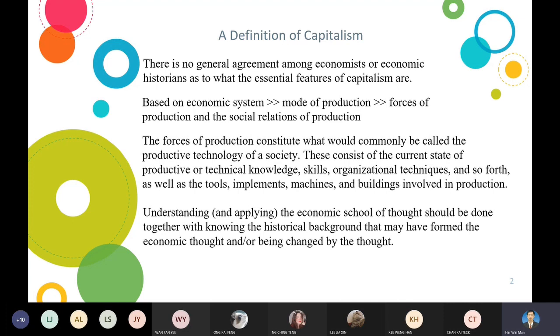Some examples of school of thought are like France. They had a problem in France, so they had this school of thought, and then after that, this school of thought may have changed the economy in France, something like that.